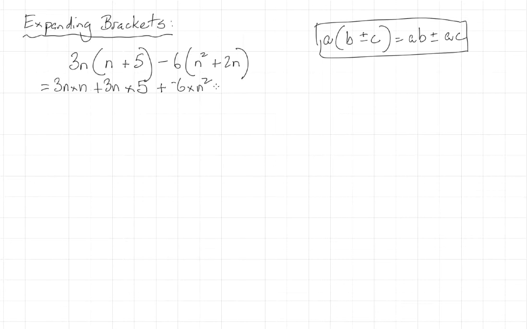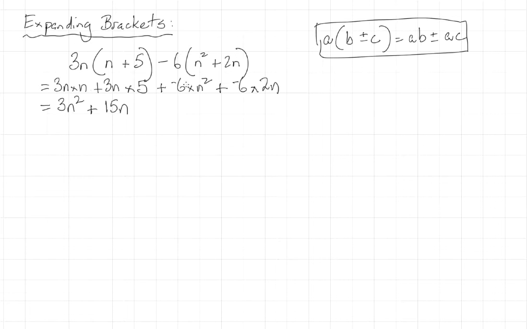So -6 times n squared, the plus comes down, and then it's -6 times, sorry, 2n. Okay. So it's -6 times the last term, and the last term is 2n. Good. Okay, now we multiply out. 3n times n is 3 times n times n. N times n is n squared, so that's 3n squared. Plus comes down. 3n times 5 is like 3 times n times 5. You multiply the numbers together, 15n.